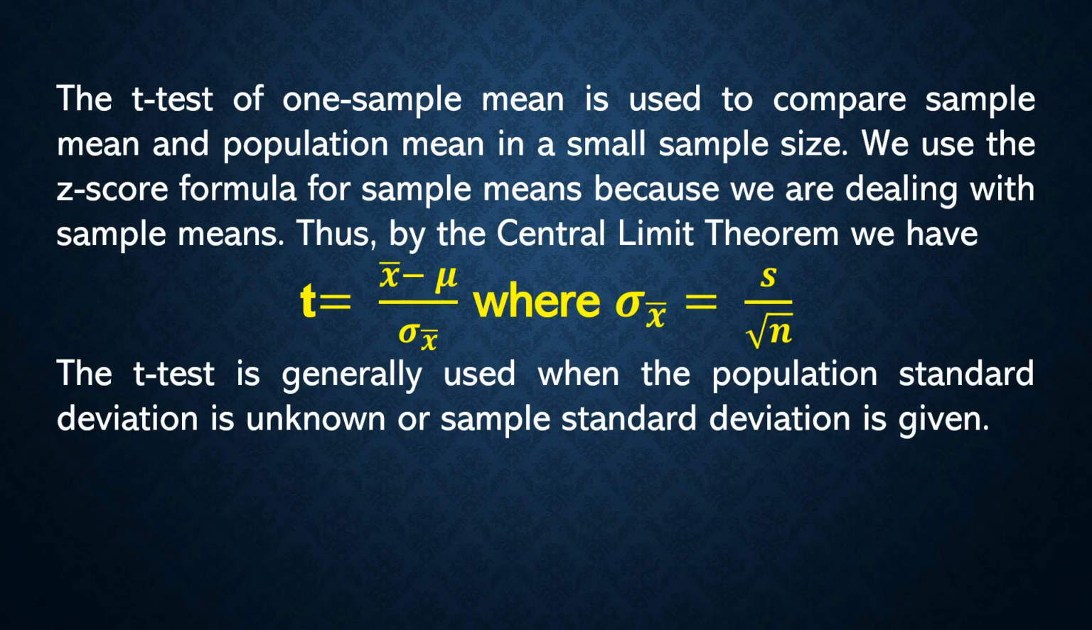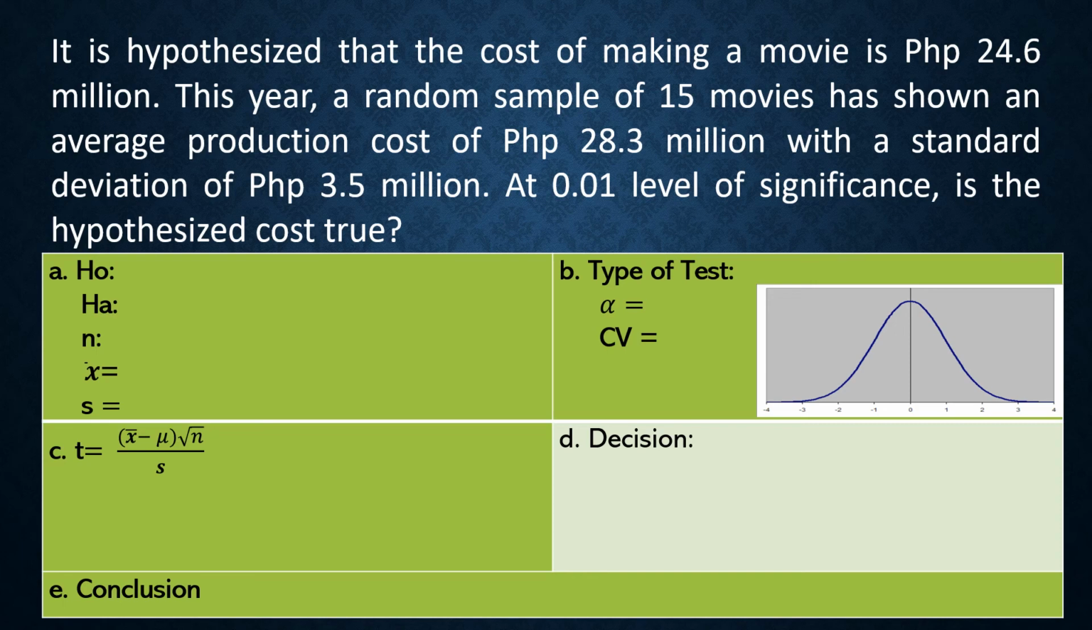Okay, let's try a given example. It is hypothesized that the cost of making a movie is 24.6 million pesos. This year, a random sample of 15 movies has shown an average production cost of 28.3 million pesos, with a standard deviation of 3.5 million pesos. At 0.01 level of significance, is the hypothesized cost true? So in order for us to know if the hypothesized cost is true, let us start identifying the null hypothesis, alternative hypothesis, sample size, x bar, and s.